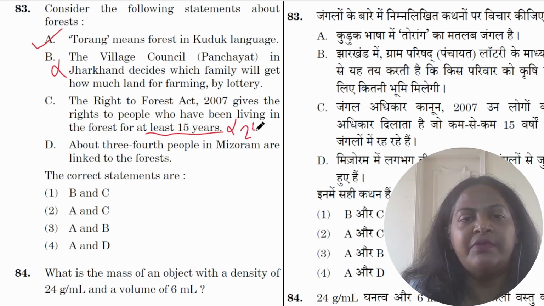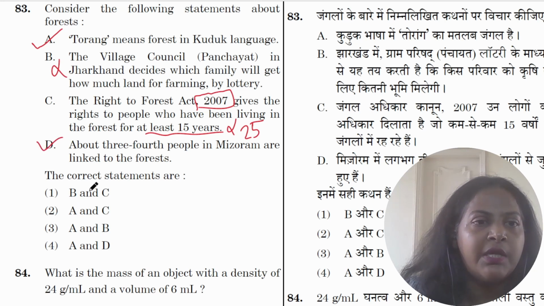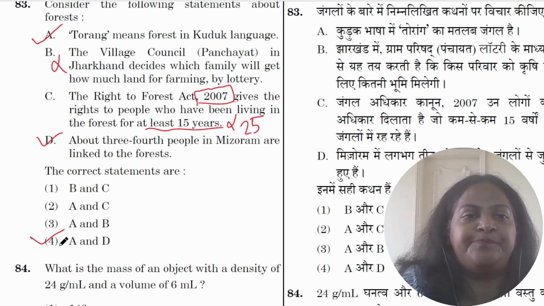It is for 25 years. Sometimes they even change this. It is 2007. Please remember this. And D, about 3/4 of people in Mizoram are linked to the forest. This is correct. So A and D. A and D. Option number 4 is correct.